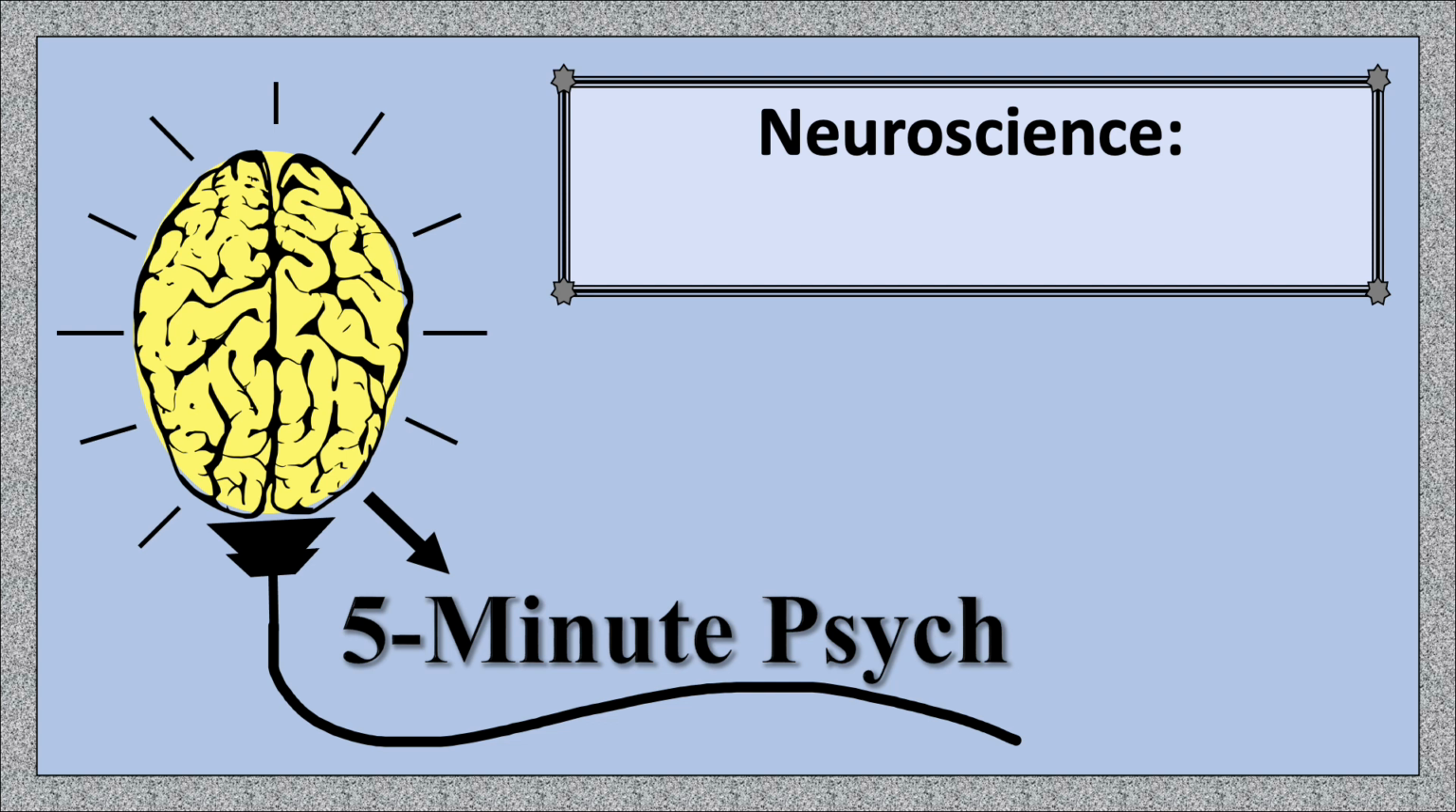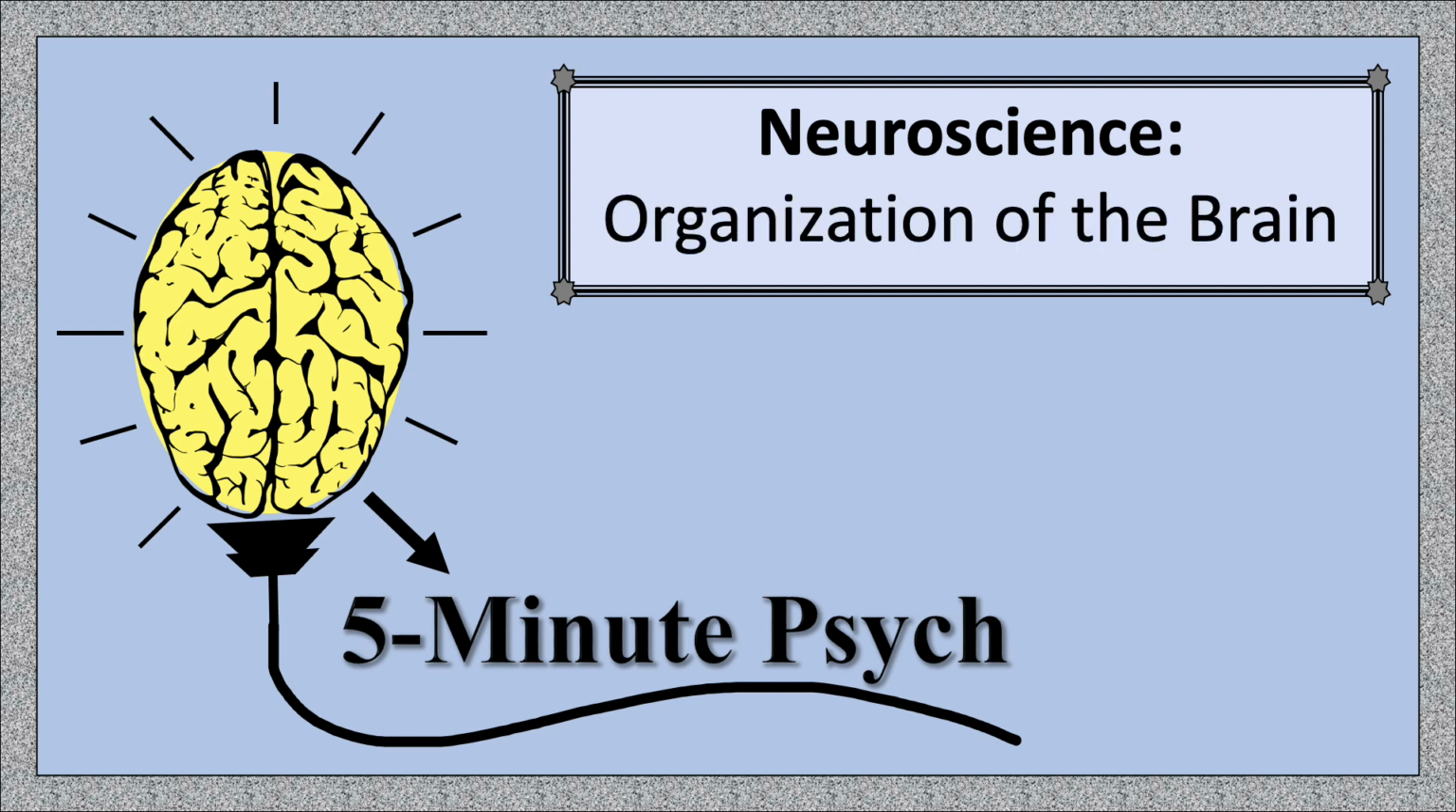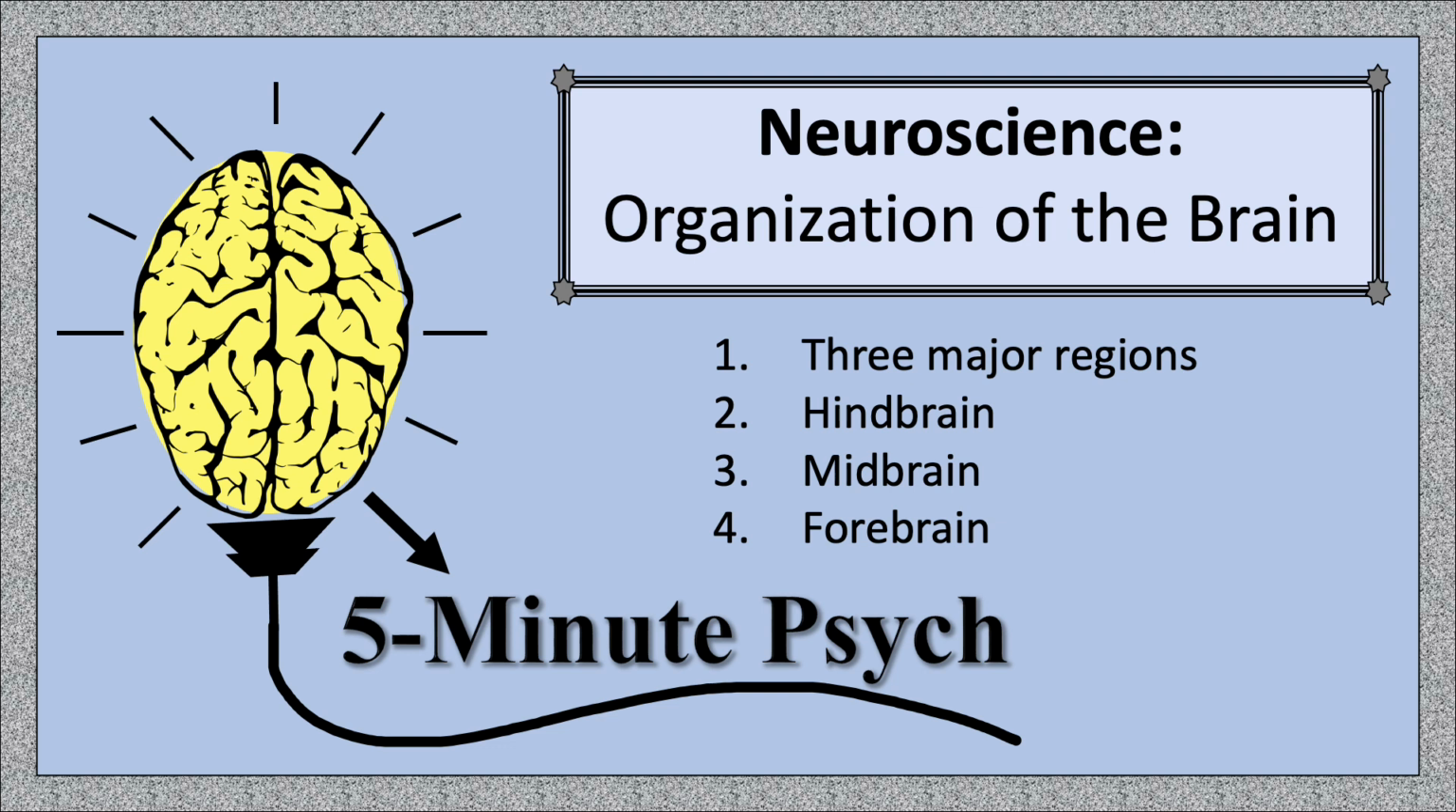In this 5-minute segment, we'll look at the organization of the brain, and in doing so, we'll see that it has three main regions: the hindbrain, midbrain, and forebrain. Then we'll look at each region in more detail, focusing on the functions of each area.